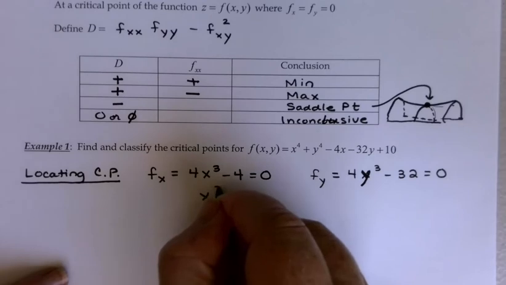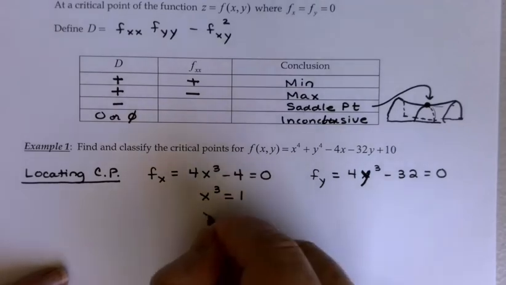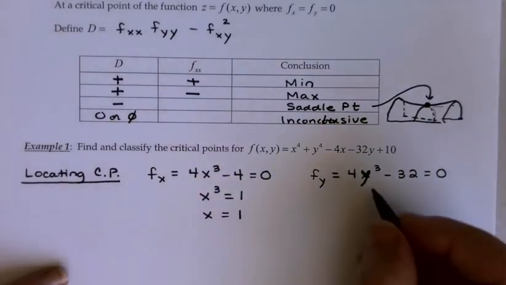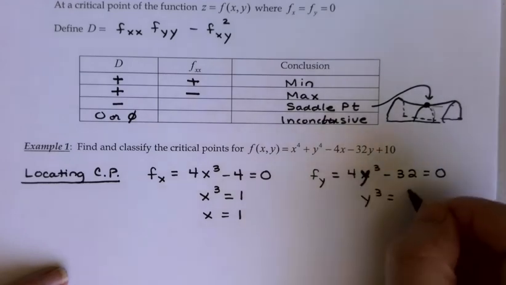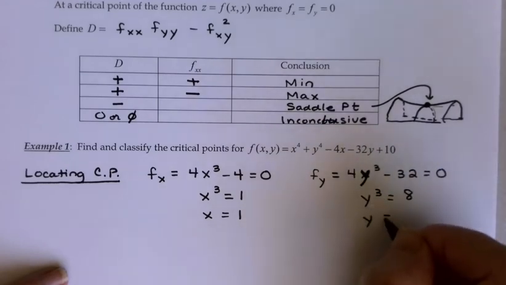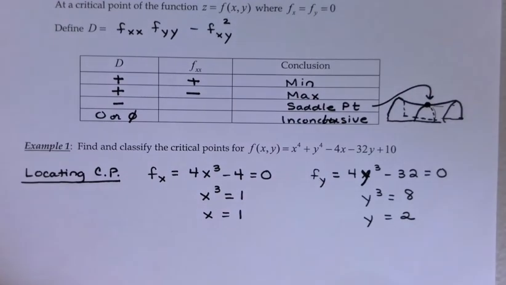Basically, this one would say x cubed equals 1. So x would be 1. And this one would be y cubed equals 32 over 4, which is 8. So y would be 2. So the only critical point we get in this case is the point (1, 2).